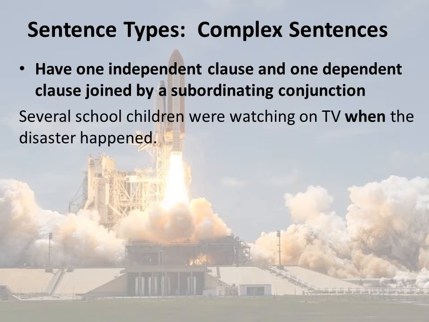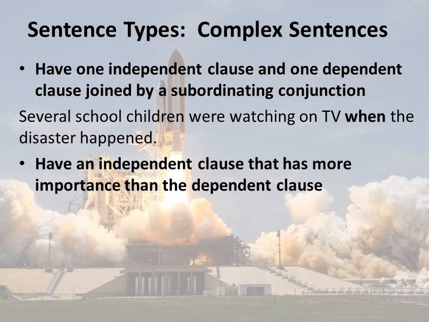Notice this sentence. Several school children were watching on TV when the disaster happened. We have several school children were watching on TV, which is the independent clause. And then we have our subordinating conjunction when, and that signals that what follows is connected to the word when. So that is the dependent clause, when the disaster happened. Complex sentences have an independent clause that has more importance than the dependent clause. So in the sentence above, several school children were watching on TV is more important than when the disaster happened.